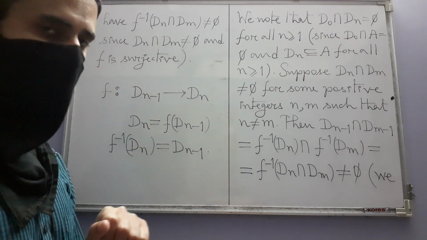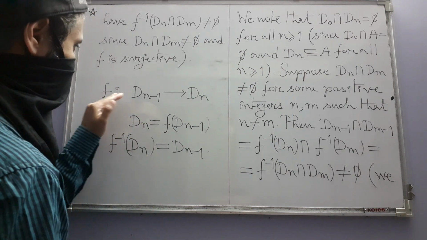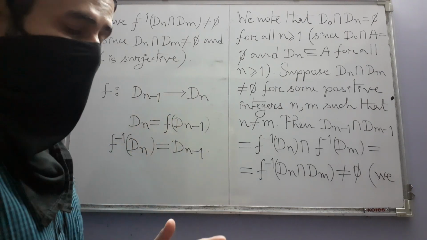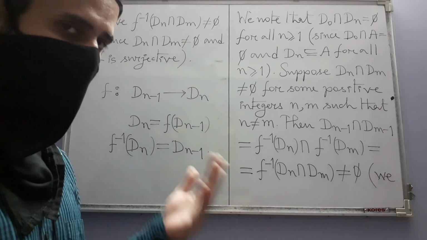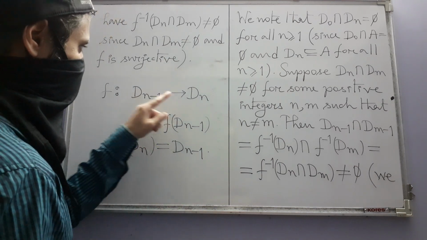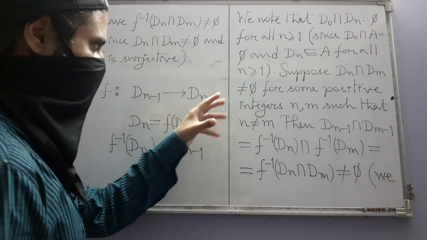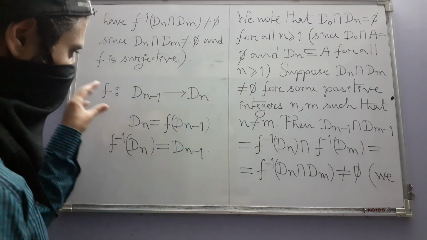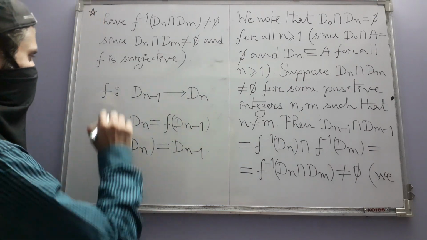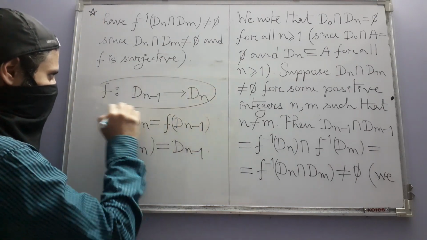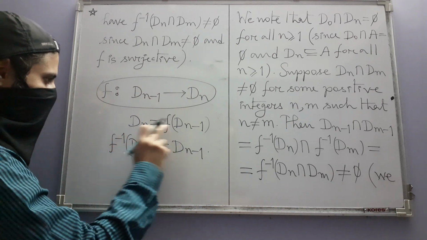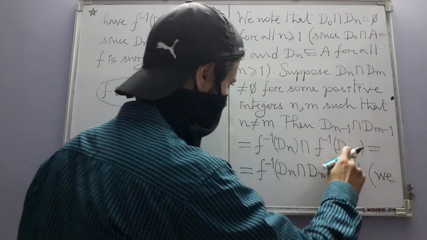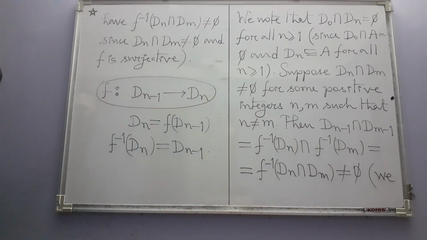And since Dn is by definition the f image of this, this is a bijection. The original one was also a bijection. If you restrict that to Dn minus 1, then it does not lose its injectivity. It still continues to be 1 to 1. But now if we change the range from B to Dn, then it becomes onto also. So this function is a bijection, and hence from this we get this. Similarly, Dm minus 1 is also equal to this. Okay.